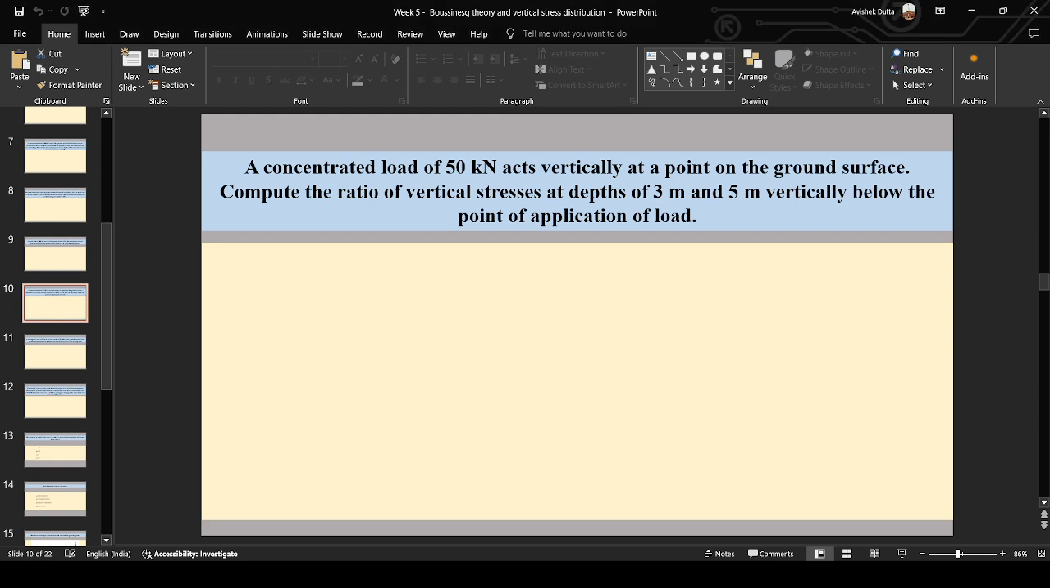A concentrated load of 50 kilonewton acts vertically at a point on the ground surface. Compute the ratio of vertical stresses at a depth of 3 meter and 5 meter vertically below the point of application of load.